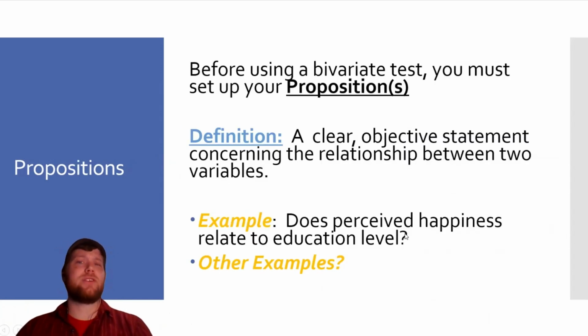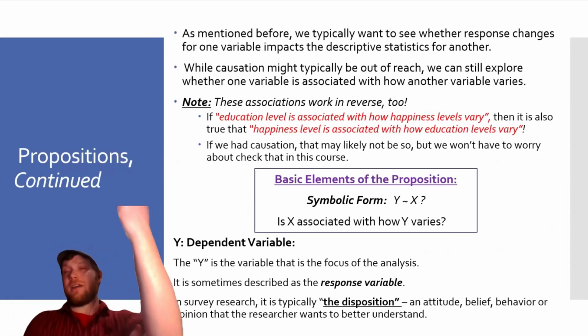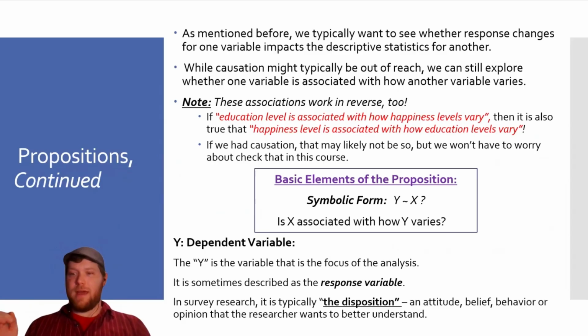Now, before you use your bivariate test, you need to set up your propositions. Propositions are just a clear, objective statement concerning the relationship between two variables. So, maybe, does happiness or perceived happiness relate to education level? Some other examples could be religion and politics, or class and whether you have favorable or unfavorable views toward marijuana use or gun rights, etc.